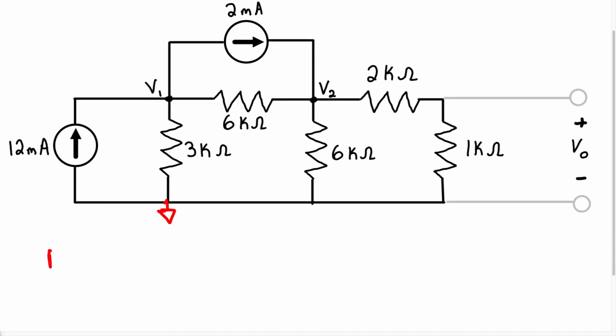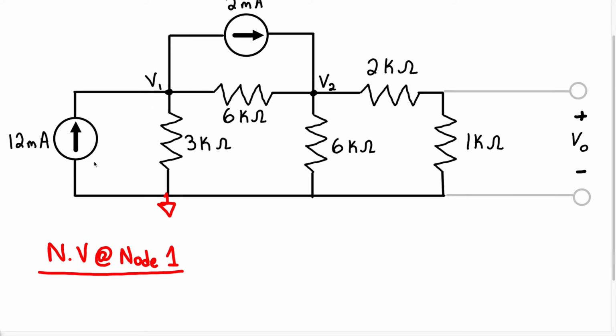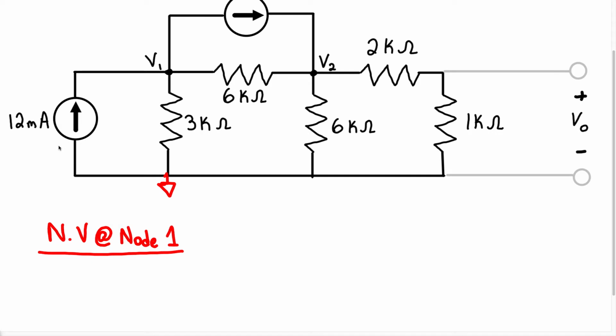So we can say node voltage at node 1. We know we're going to assume the current is leaving each node. So we have this 12 milliamp source that's going to be entering the node. So instead of it being positive, we're going to treat it as a negative current. So we're going to say negative 12 times 10 to the negative 3. Plus, we have a current that's going to be leaving this node. That's what we're assuming. So the current's going to go this way.